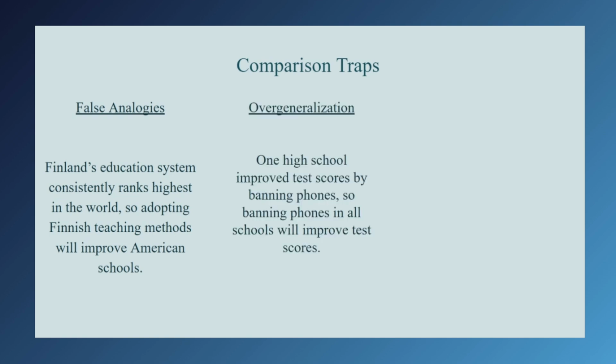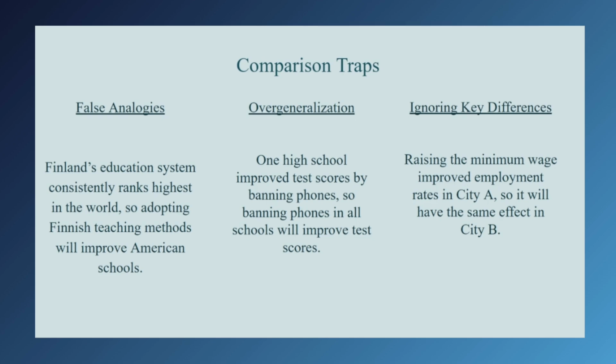Overgeneralization: assuming one instance applies broadly. So, one high school improved test scores by banning phones, so banning phones in all schools will improve test scores. There are other factors that could have been at play in this single example school, like superior teaching quality, curriculum, or student demographics, so this comparison is a bit of a stretch.